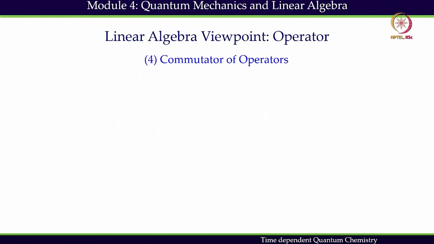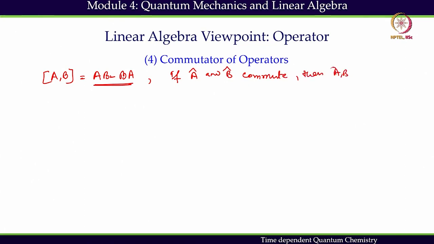We'll move forward. There are many properties of the operators, and we are going over the common algebra of operators. The commutator of two operators is defined by the bracket A comma B. It is given by AB minus BA. This difference is called the commutator. And if A and B commute, then the commutator equals 0, which means AB equals BA. Doesn't matter which way it is acting.